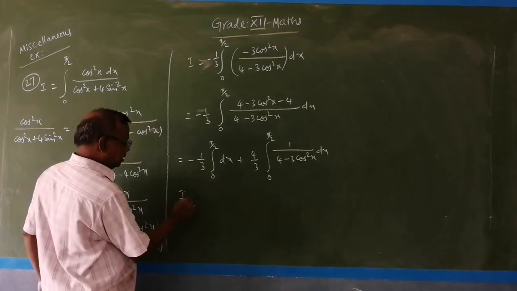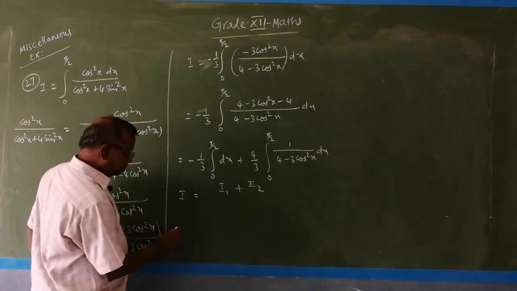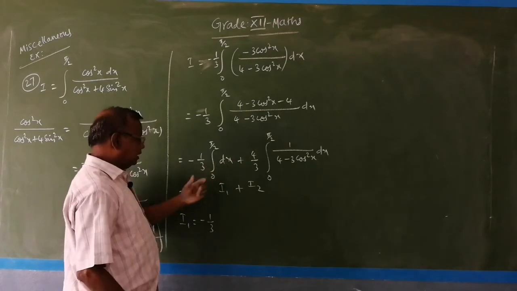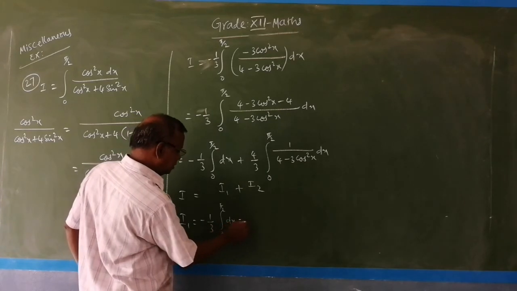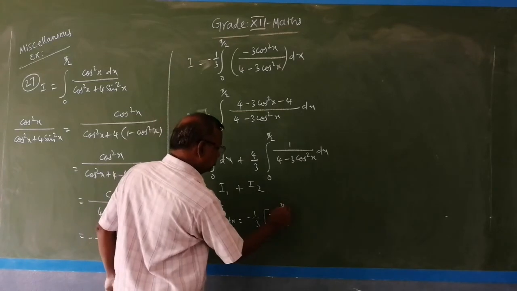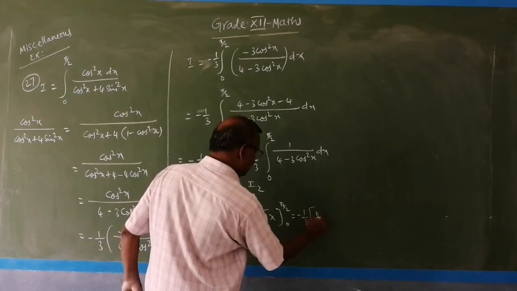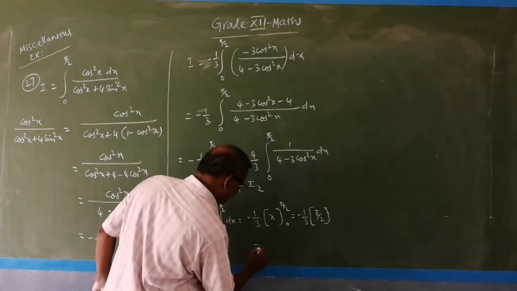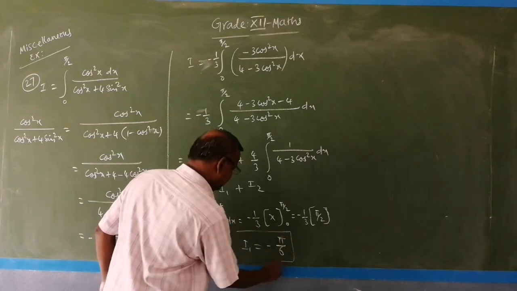Assume these as I1 and I2. Let I equal to I1 plus I2. Now I1 equal to minus 1 by 3 integral 0 to pi by 2 dx, which is equal to minus 1 by 3. So integral dx equal to x from 0 to pi by 2. So that is equal to minus 1 by 3 into pi by 2. The upper limit is pi by 2, lower limit is 0. So that is equal to minus pi by 6. So I1 equal to minus pi by 6.